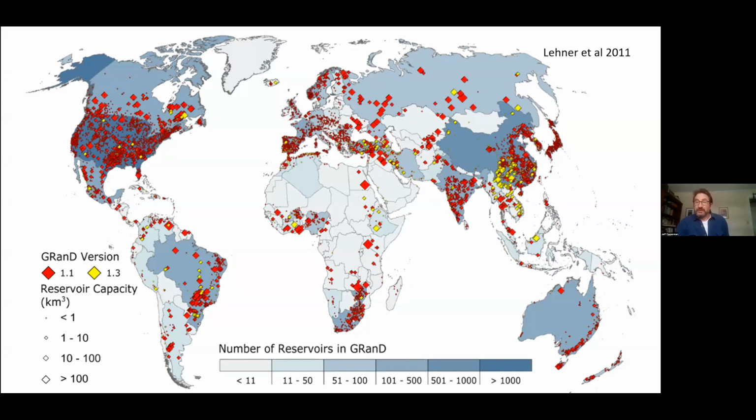And this is underscoring the scale of that challenge. This is the GRanD database that shows reservoirs and dams. And you can see, don't worry about the numbers, just visually, there are dams on rivers all across the world, particularly in the United States, Europe, India, China, parts of South America, parts of Africa.